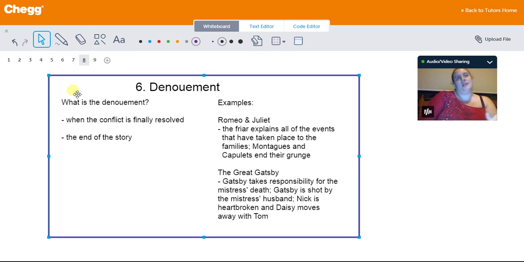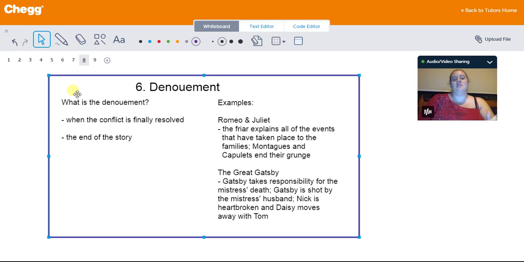In Romeo and Juliet, this is where the friar explains all of the events that have taken place and explains to the families why everything has happened. And this is also where the Montagues and the Capulets decide that the grudge has to stop, because now both of the families have no children, and it's continued to build until this point when it completely destroys their lives.